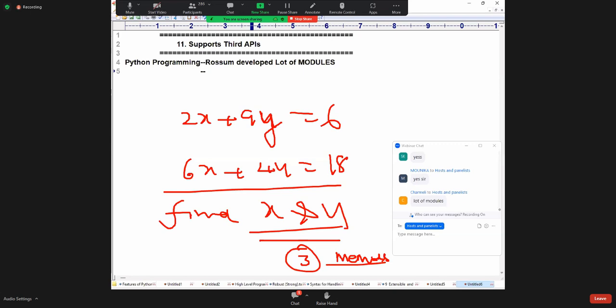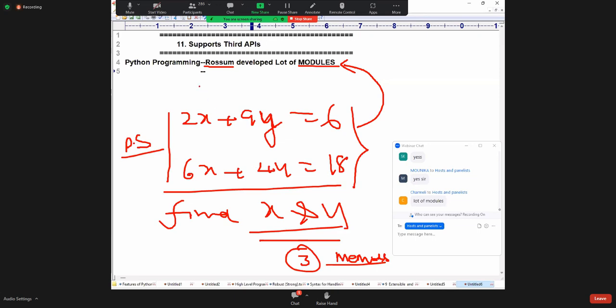I don't know whether you know these approaches or not, but in Python programming, it is not possible to solve them by using the modules provided by Rossum. Rossum did not provide any modules for linear equations, but in data science, these are very, very important. So how do you deal with this kind of thing?